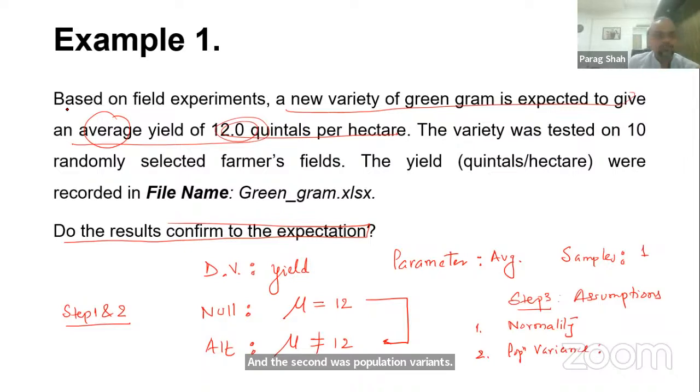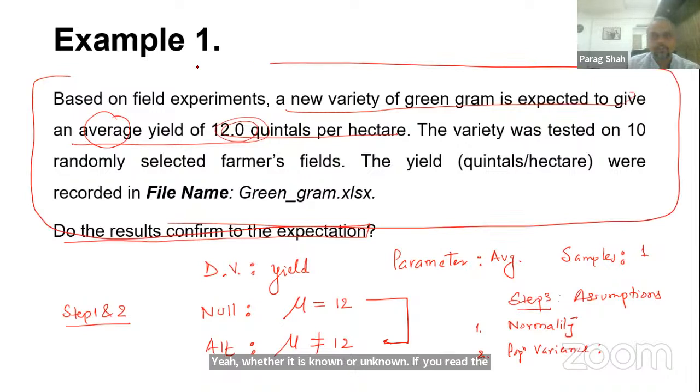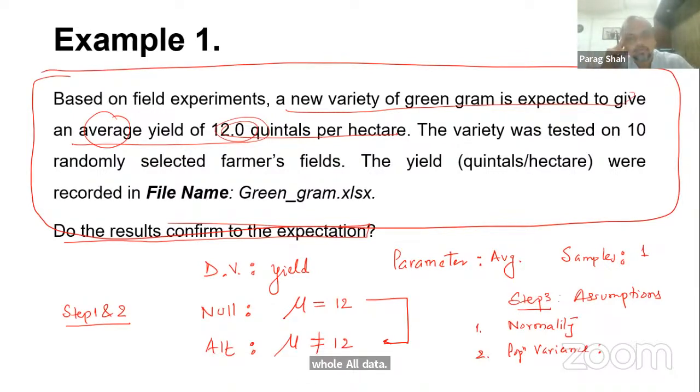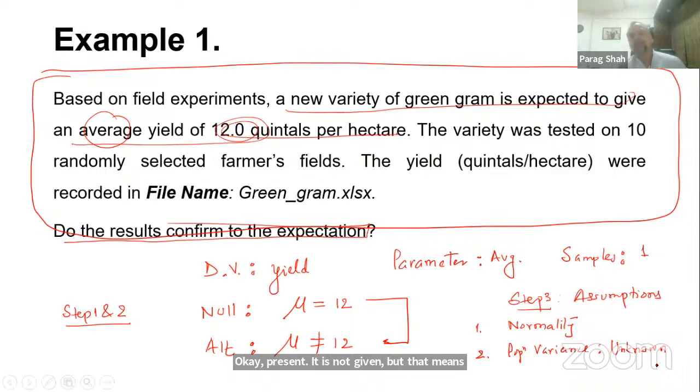If you read the whole sum, whole data, is population variance given to you anywhere? Is population variance given? No. Here, it is not given. Okay, Prashant, it is not given. So that means population variance is unknown. So this assumption is done.